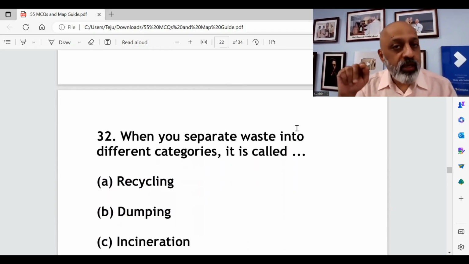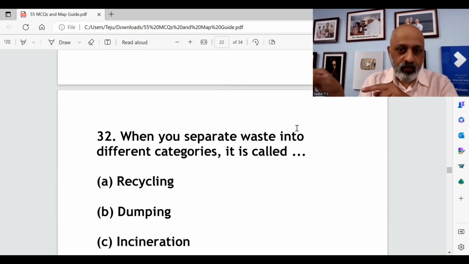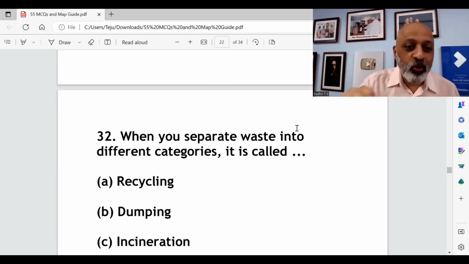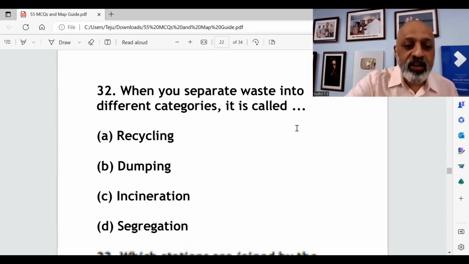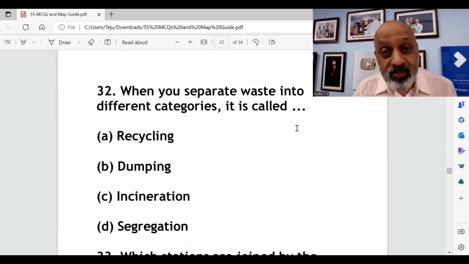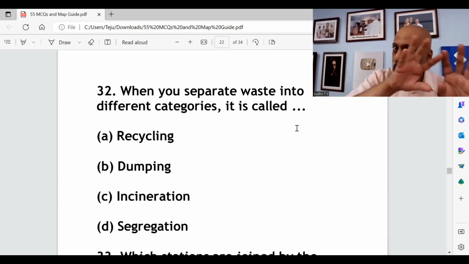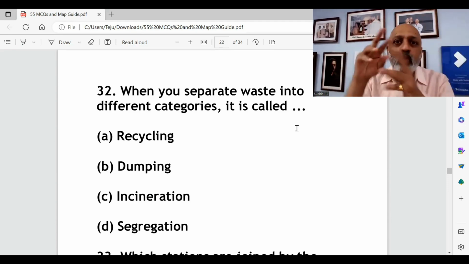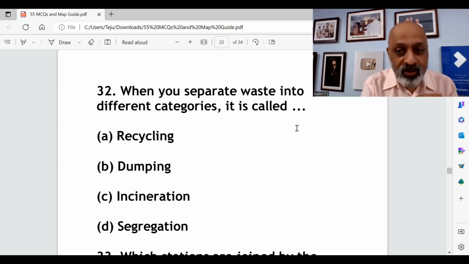When you separate waste into different categories, it is called, similar to what I just now told you, recycling, dumping, incineration, and segregation. The correct answer is segregation, जो मैंने अभी बताया. So the same question can be tweaked and twisted to ask like this.